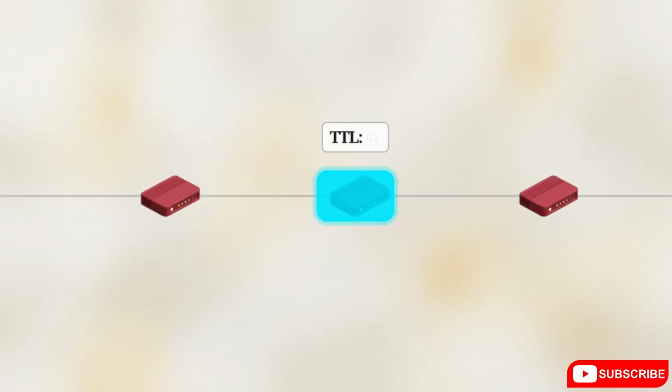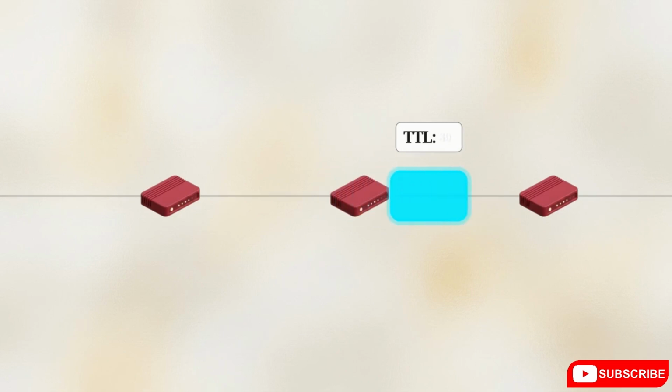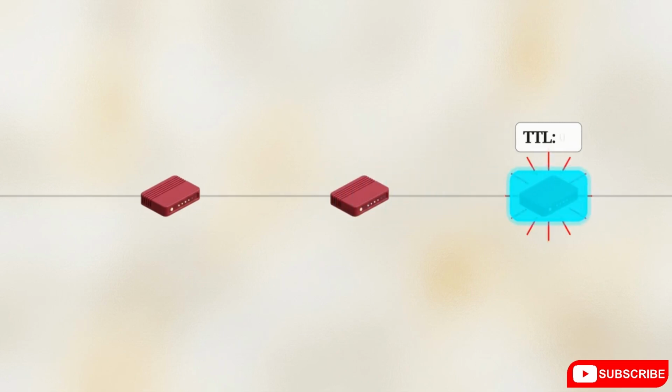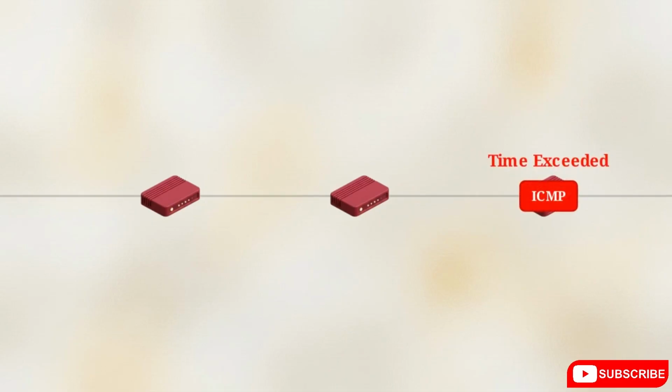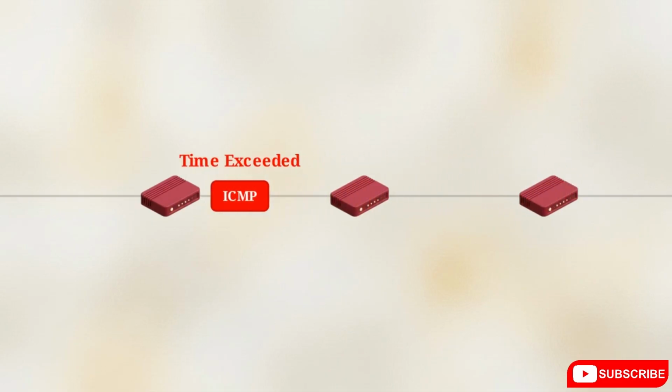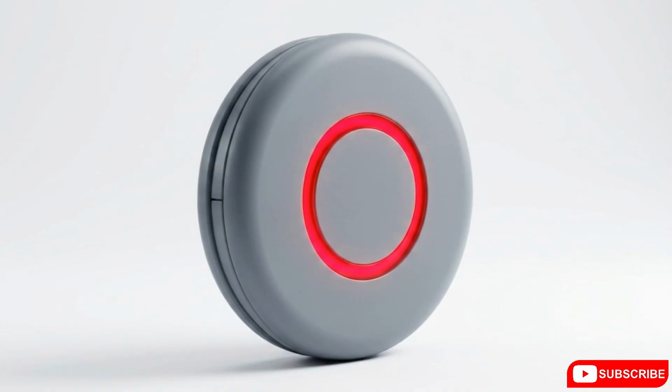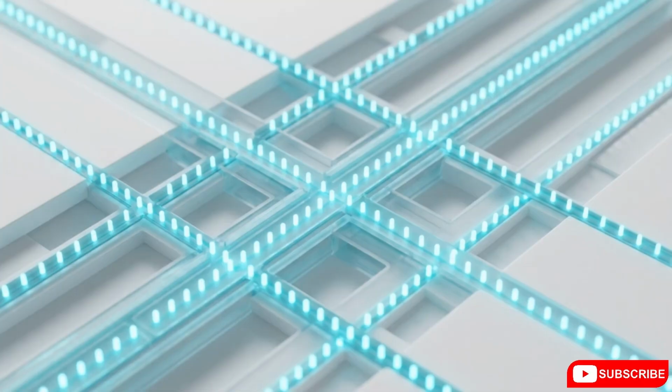Every time the packet passes through a router, this counter ticks down by exactly 1. If that counter hits 0 before reaching its destination, the router violently discards the packet. It then fires an ICMP time-exceeded message straight back to the sender. It is a ruthless but necessary self-destruct sequence. It actively protects the global internet from suffocating on ancient, endlessly wandering traffic.